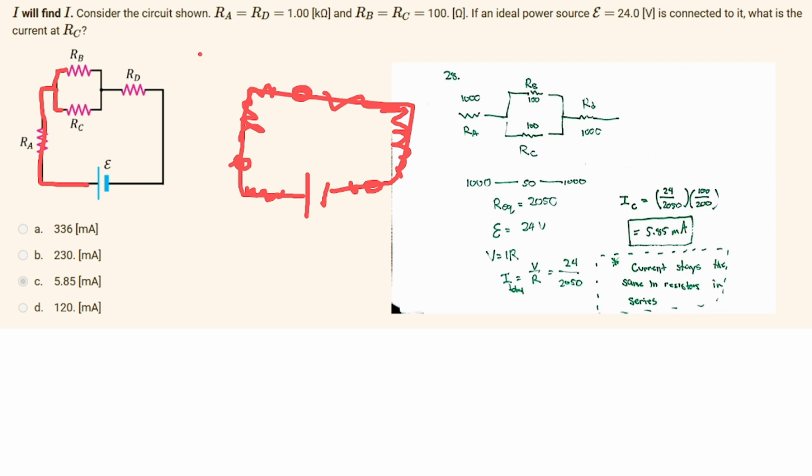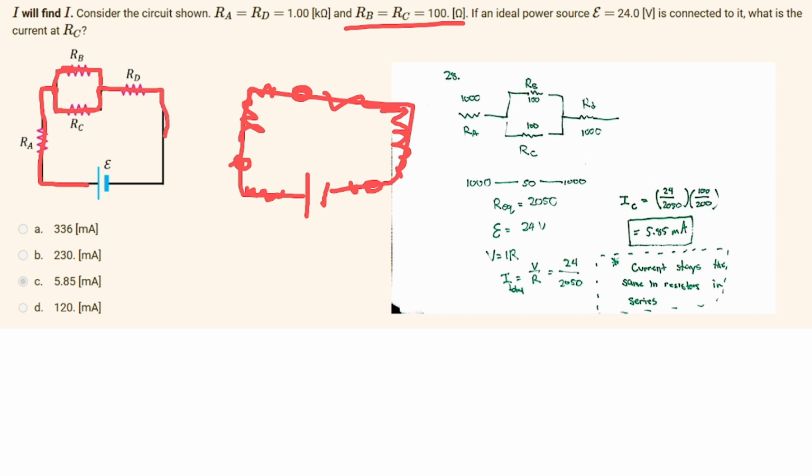Remember, it's Kirchhoff's junction rule, not the loop rule. So currents are always the same unless there's a junction over here. And since we know RB and RC are equal, it gets split into two over here. And that's why when it comes back, it combines back to the original current, which stays all the same.